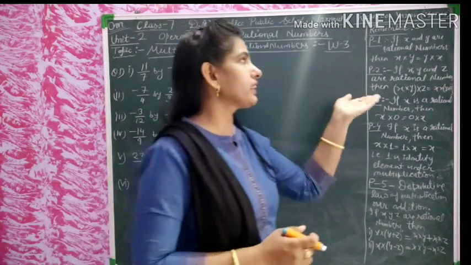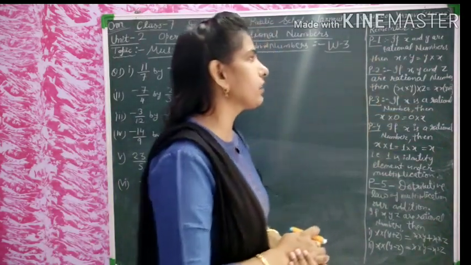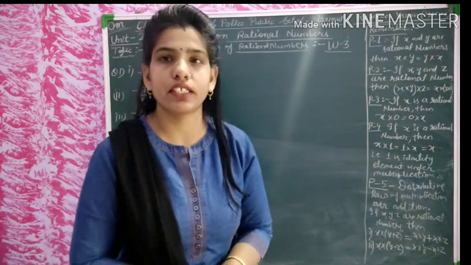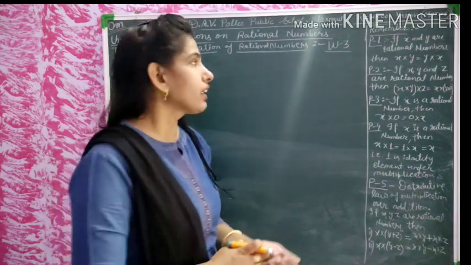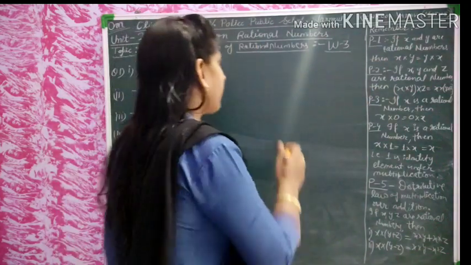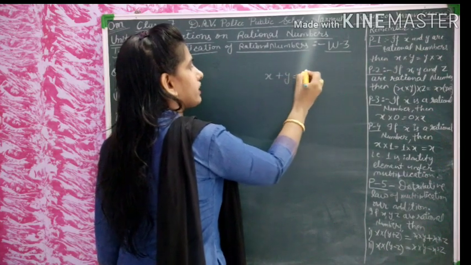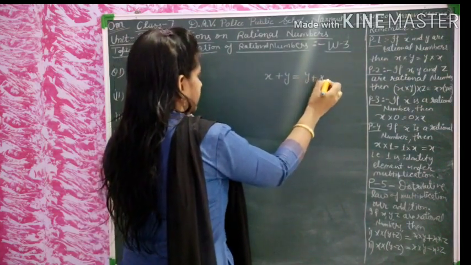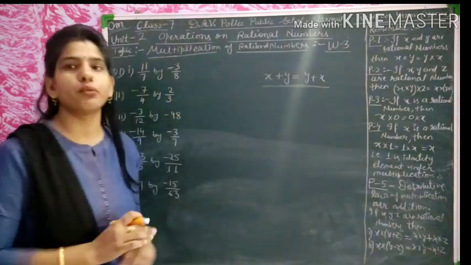Now we are discussing here the property number first. If x and y are rational numbers, then x into y is equal to y into x. Yes students, we have discussed in the addition properties x plus y is equal to y plus x, and that property is known as the commutative property.